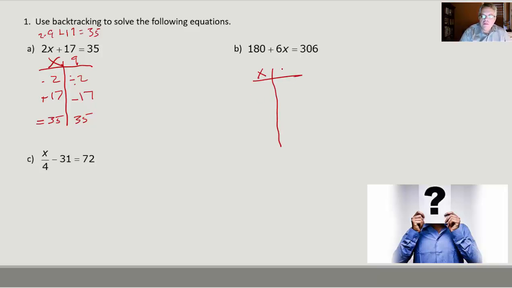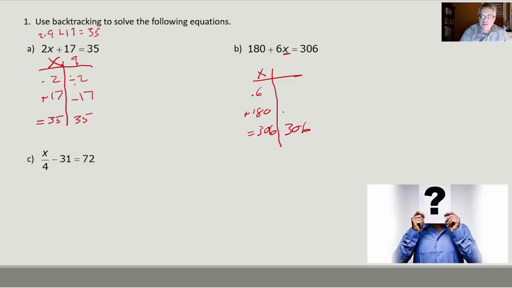So there's my t-chart. Now, start by focusing on x and what we're doing to it. So we're multiplying it by 6. It's kind of like order of operations. We have two things here, multiplying by 6 and adding 180. The way it's written, if we put a number in for x, let's say we put in 10, the first thing we do is multiply by the 6 here and then add the 180. Alright, so we're starting with x, we're multiplying by 6, we're adding 180, and it's supposed to end up being 306. So work our way backwards.